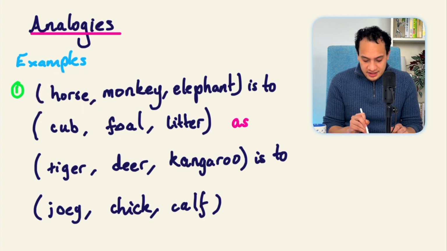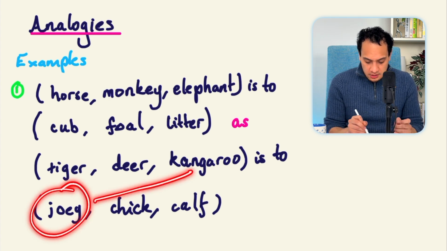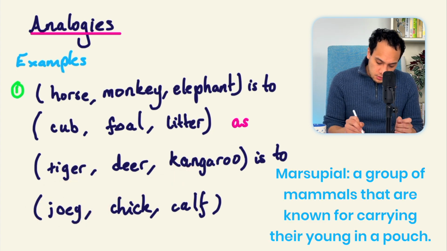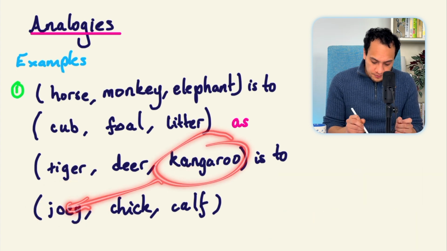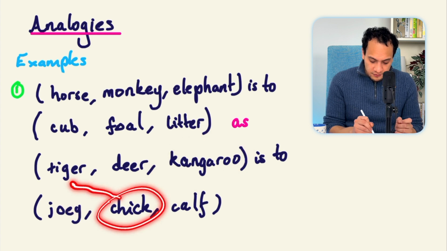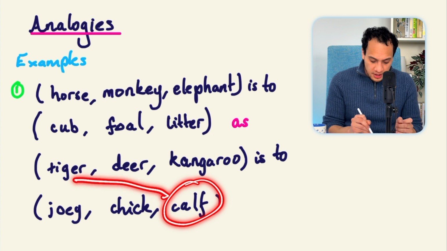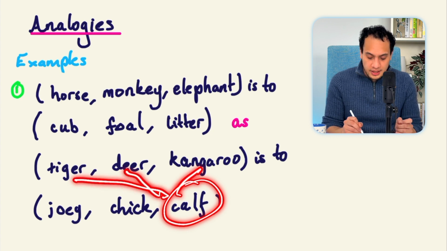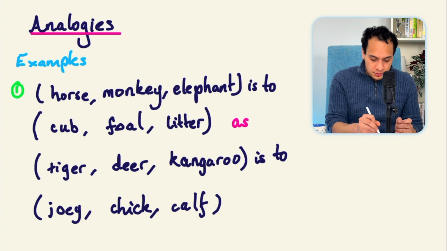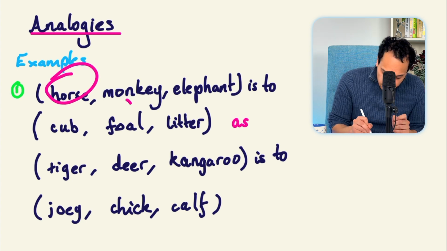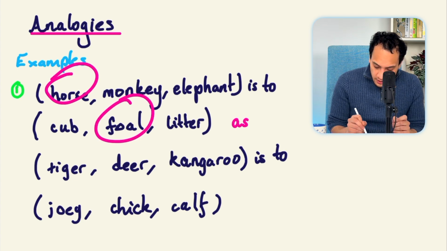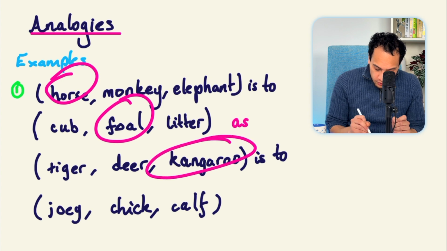And then we've got tiger, deer, kangaroo. So tiger, deer, and kangaroo, again, groups of animals. In this one, a joey is actually a baby marsupial. So it relates to kangaroo. Chick isn't a baby of a tiger, a deer, or a kangaroo. And a calf isn't a baby of a tiger, deer, or a kangaroo. So the only possible answers are horse and foal, and then kangaroo and joey.